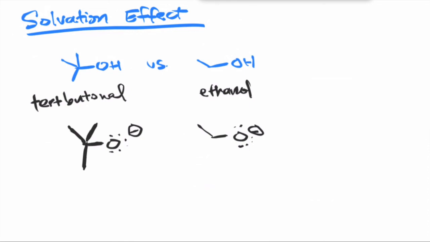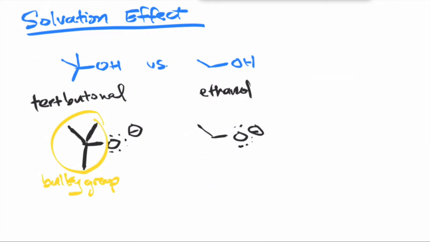However, notice that on the tert-butanol, there is a very bulky group next door. This bulky group blocks the solvent in accessing this negative charge. And once the solvent can't access this negative charge, it can't help stabilize it. Because the solvent molecule can have a positive end, it can interact with that negative charge, and with that interaction comes the stabilization. Right? So imagine if we have a solvent molecule with its positive end sticking in towards the negative charge.